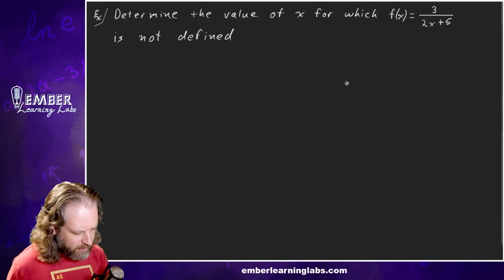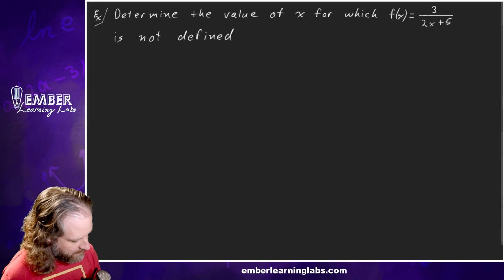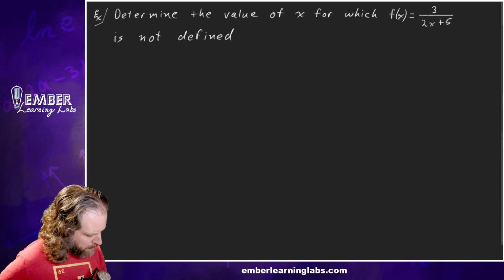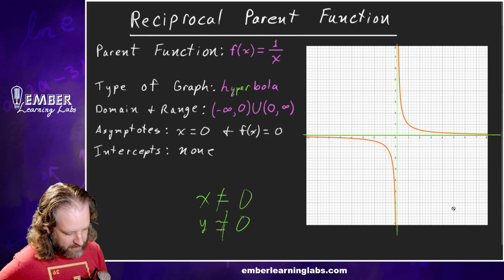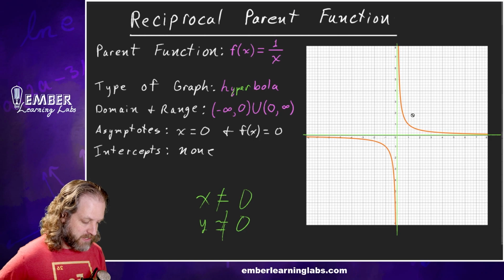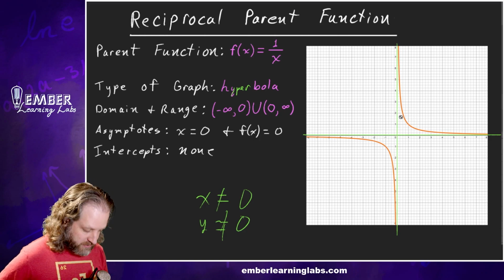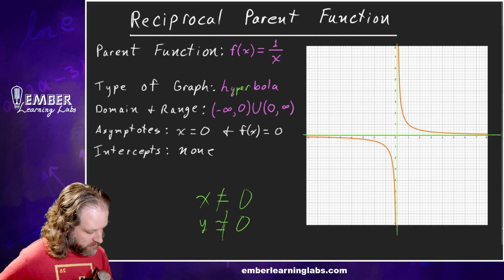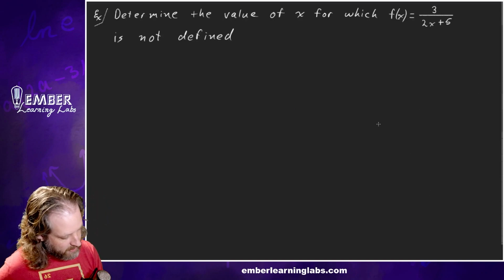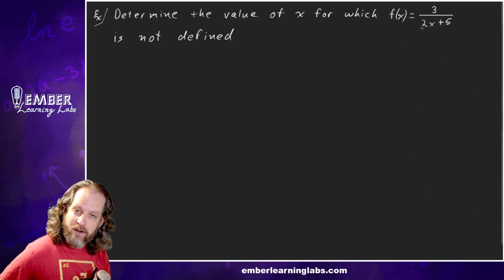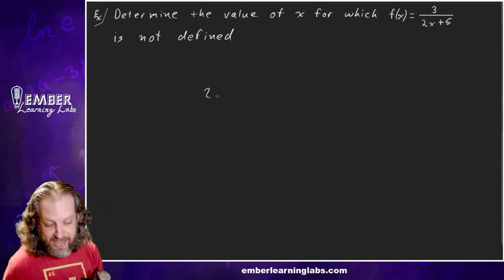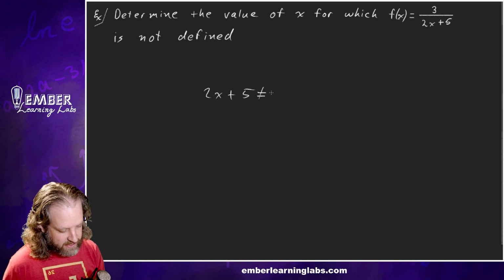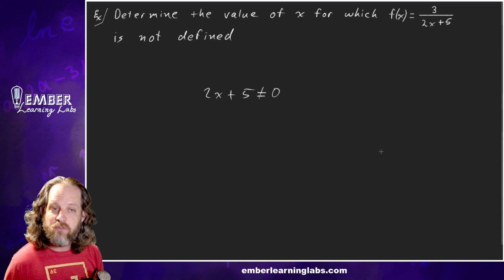So we want to determine the values of x for which f of x is not defined. If we go back to our parent function graph, it is not defined at 0. And why is it not defined at 0? It's not defined because the denominator can't be 0. So to answer this question is really simple. All we have to do is take the denominator and set it not equal to 0, and then solve that little simple equation. This cannot equal 0, and then we solve for x.